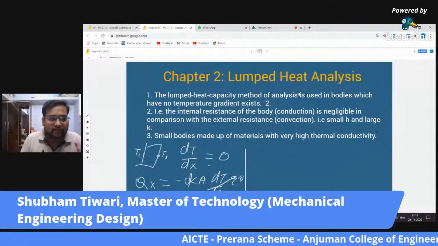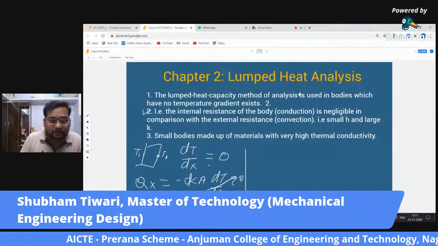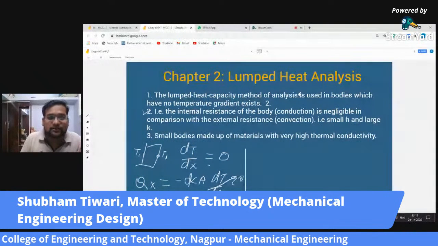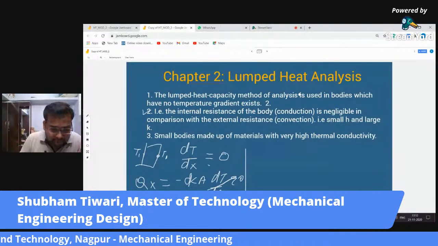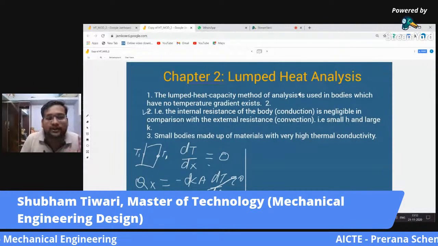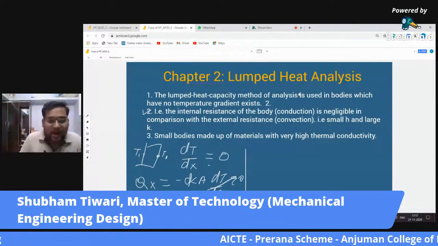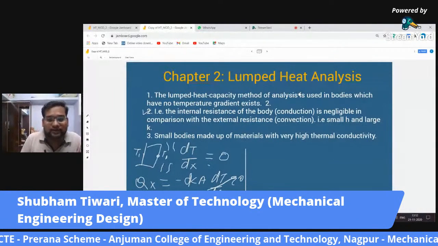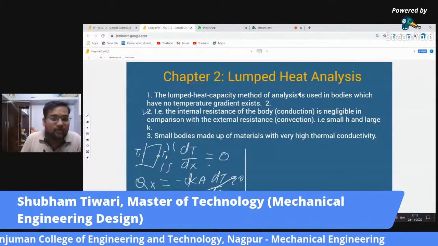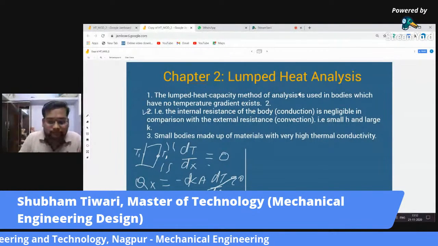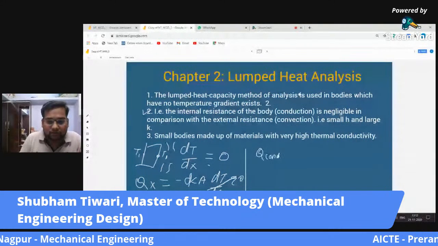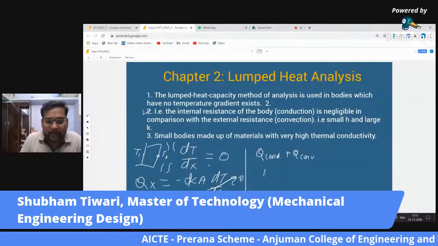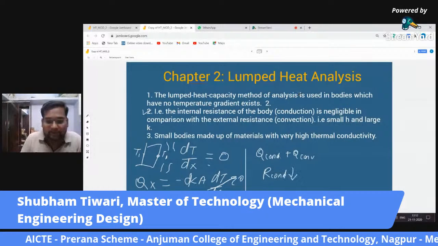Similarly, the second statement concludes that the internal resistance of the body is almost negligible, and outside of this body, there is convection happening for which the convective resistance is predominant. So, Q conduction and Q convection both play a part here. However, the R conduction is negligible as compared to R convection.